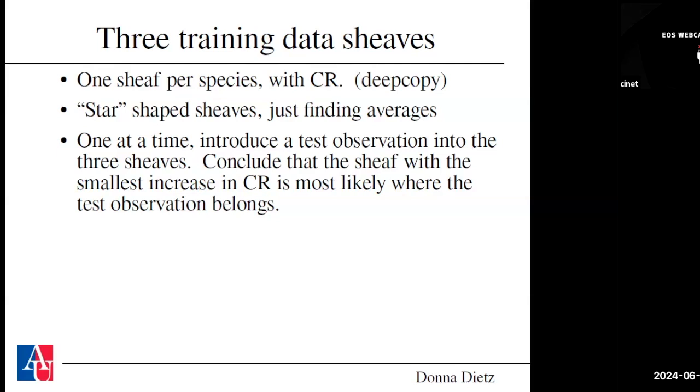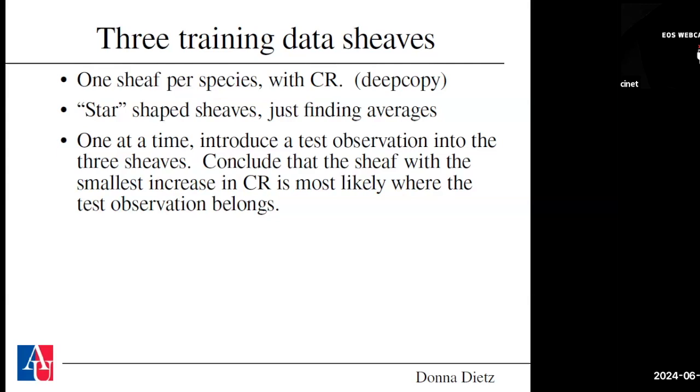Well, what I'm going to do is, one at a time, introduce the new thing I'm trying to test, the new plant, the new observation. And I'm going to see, when I add it to the first sheaf, when I add it to the second sheaf, when I add it to the third sheaf, a change in the consistency radius.